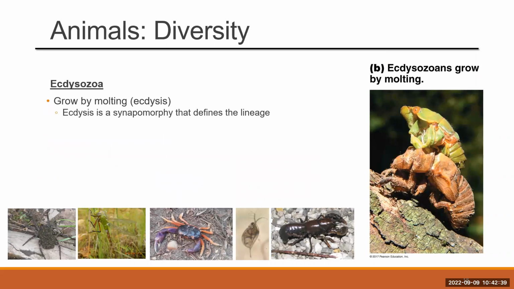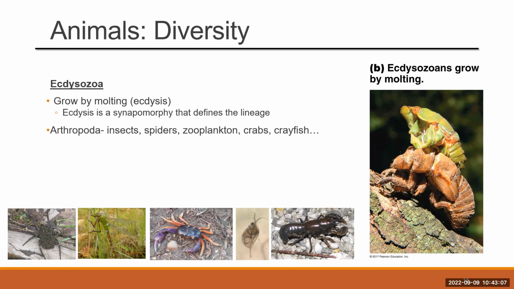Okay, so moving on to the ecdysozoans, our other flavor of lineages of the bilateral animals. So these do have a nice convenient synapomorphy. They all grow by molting, and ecdysis is the sciencey word for the process of molting. And that's where they get their name from. And this is a synapomorphy that they all share.